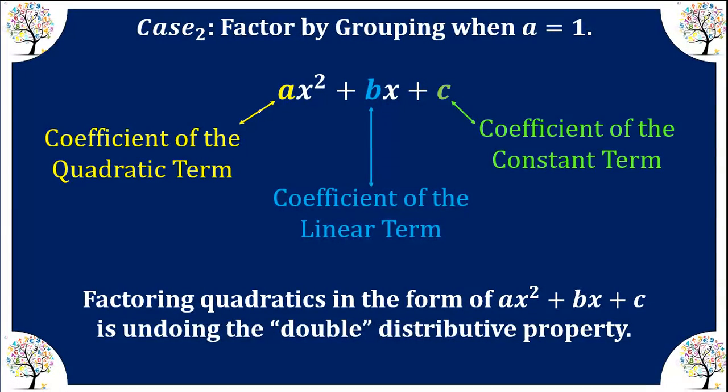So before we get started in practice and factoring, let's take a look at the form, the quadratic form that we will be using. Let's look at the parts. We have ax squared plus bx plus c. In all of these examples in part 2, our a value, the coefficient of our quadratic, is going to be 1. That is super important to notice.